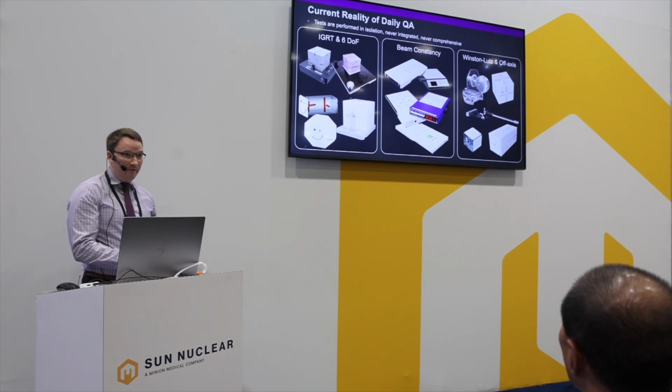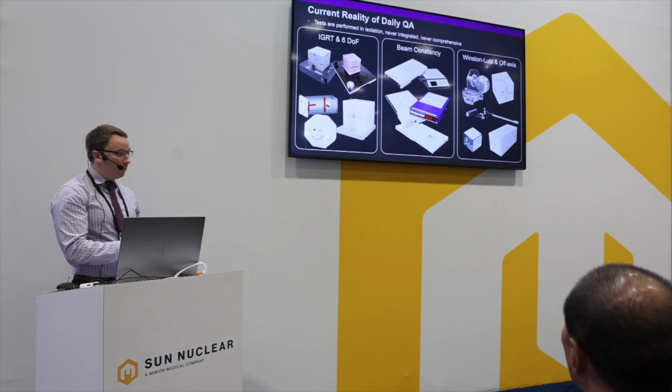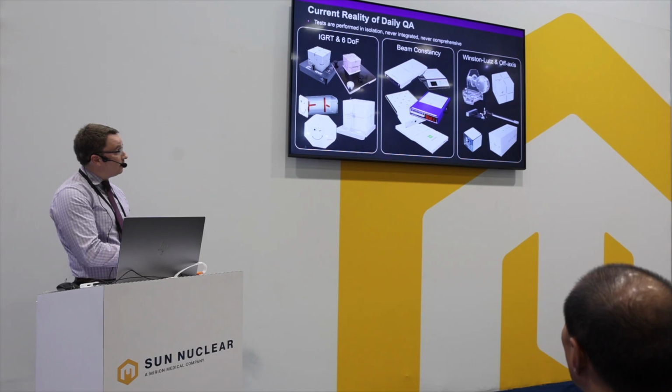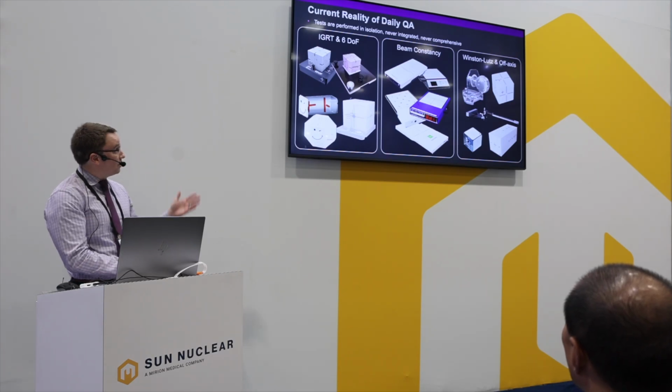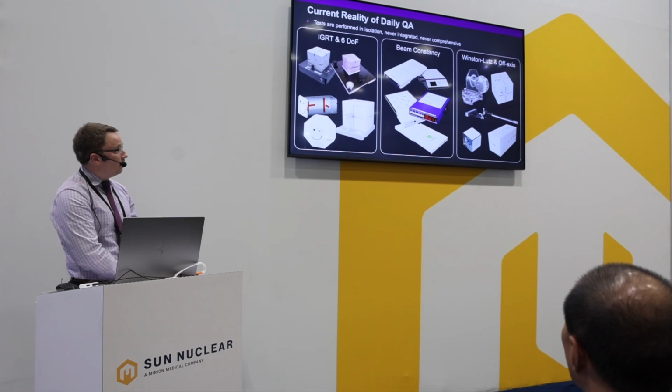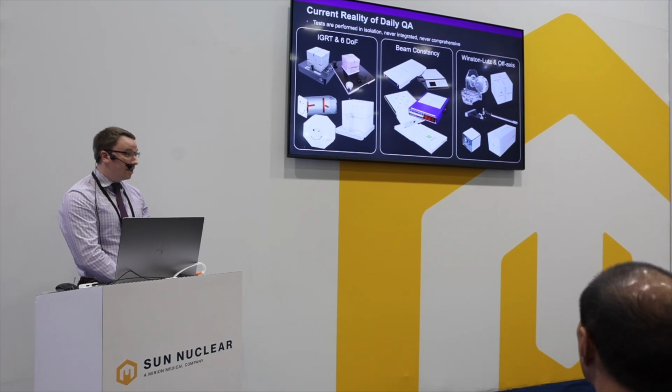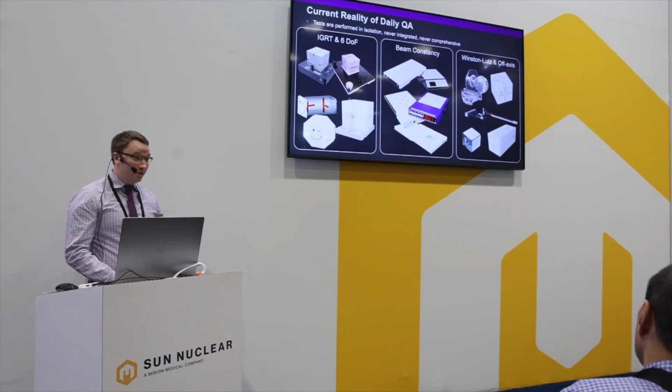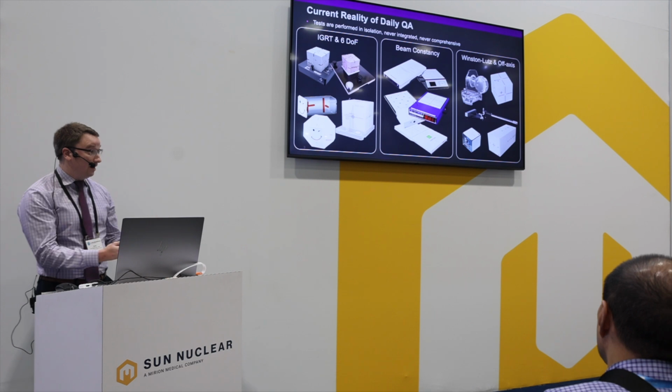So as Raj pointed out, right now the status of daily QA is we have a lot of different QA devices that are all siloed and not really talking to each other. So we test each of these components individually. And so you can see I've got IGRT, your beam, your Winston-Lutz maybe. And notice I don't even have SGRT on here because it's really just a checkerboard phantom for us, so it's not really integrated at all.